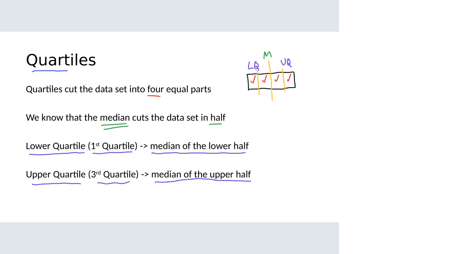Any questions on anything we did there? Basically, definitions here. Lower quartile, upper quartile are the new terms for us. All right.